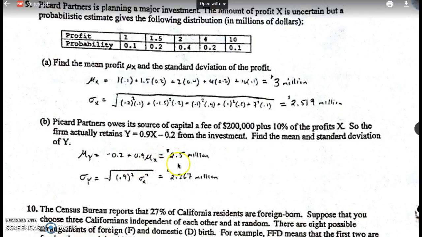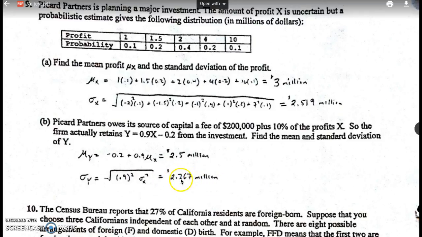You plug in 3, you will get 2.5 million. The standard deviation for y, again, the formula is off of your note sheet. The formula uses variation, so it doesn't have the square root over here. It has this side squared, so you have to take the square root of both sides. But then it's b squared, and b is my 0.9, so 0.9 squared times the variance of x. The variance of x is just 2.519 squared. You multiply those together, take the square root, you get 2.767 million.